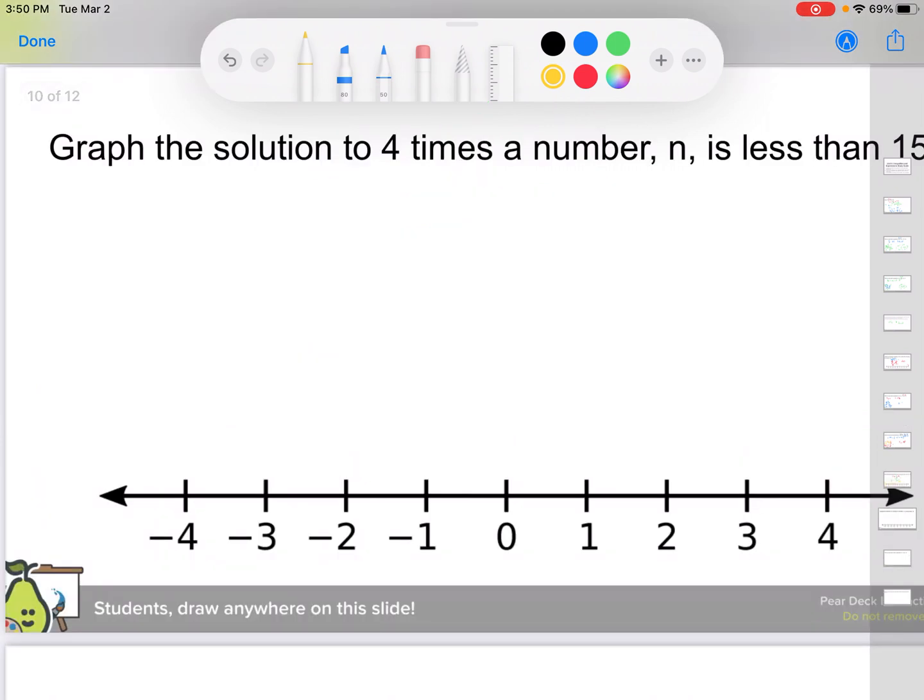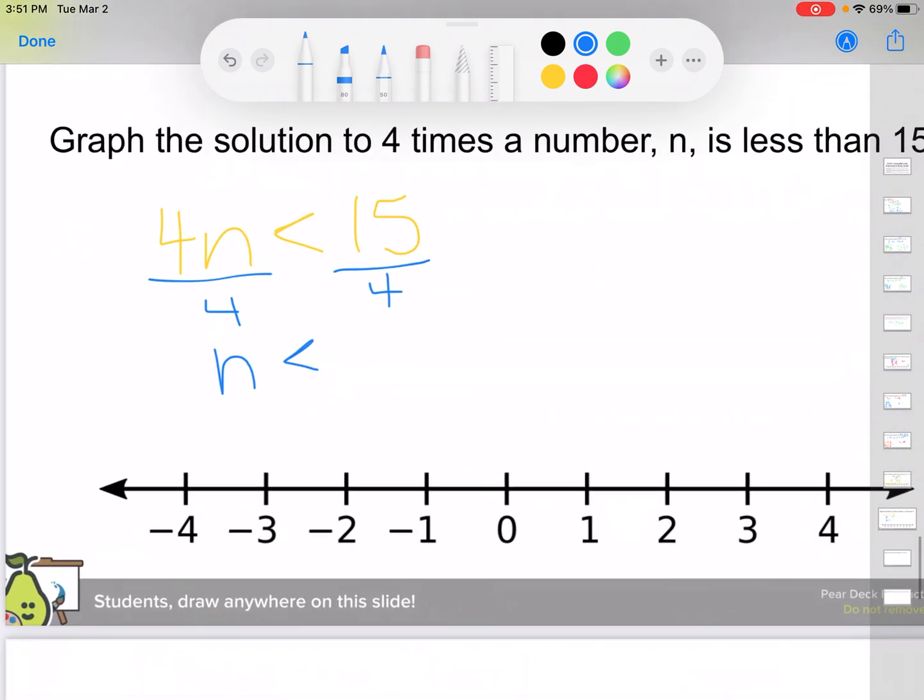All right, 4 times the number n, so that would be 4n, is less than 15. So they just want me to solve that. So I'm going to divide by 4 on each side. So n is less than 4 goes into 15 3 times with 3/4 left over. So I'm going to have an open circle on 3 3/4, so it's going to be about there. And I know it's less than, so it's going to go in this direction. Remember, your inequality points in the direction of the arrow.